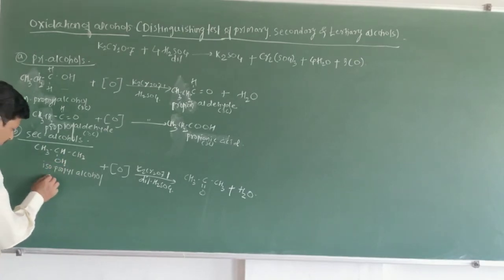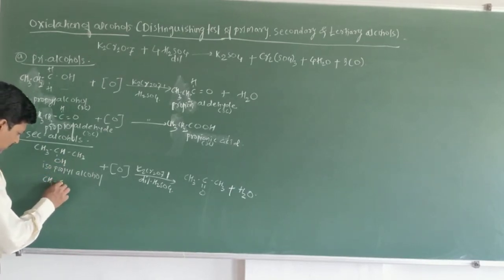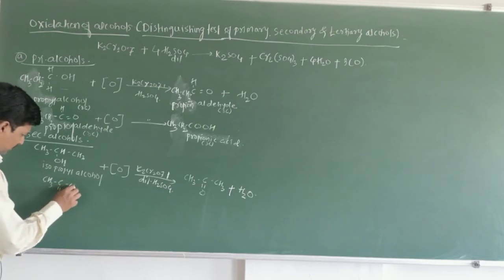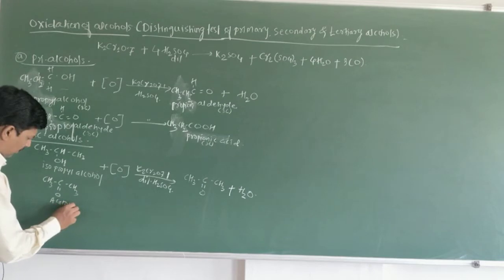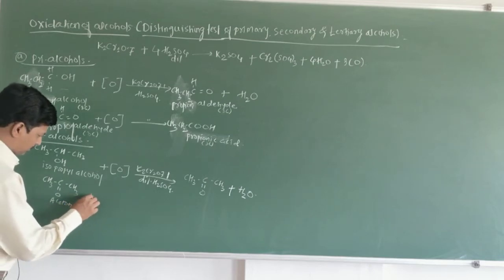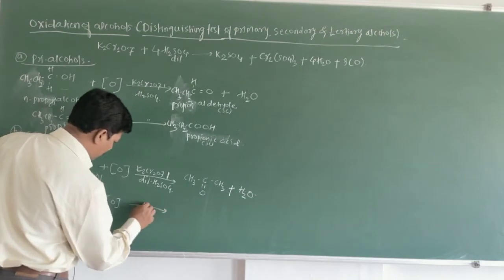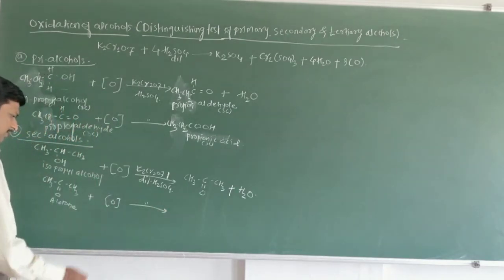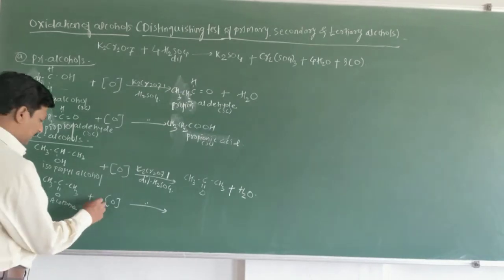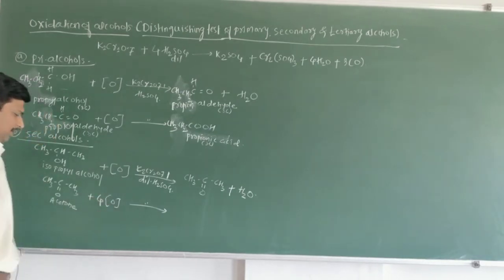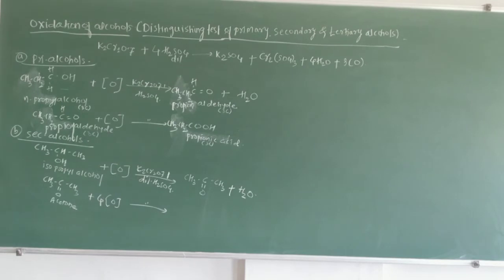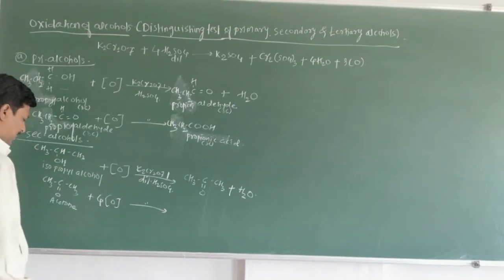Now in the second step, this CH3 C double bond O CH3, acetone, on further oxidation with acidified K2Cr2O7 forms the carboxylic acid. To balance this, I will take the oxygen atom four times, and form which carboxylic acid?